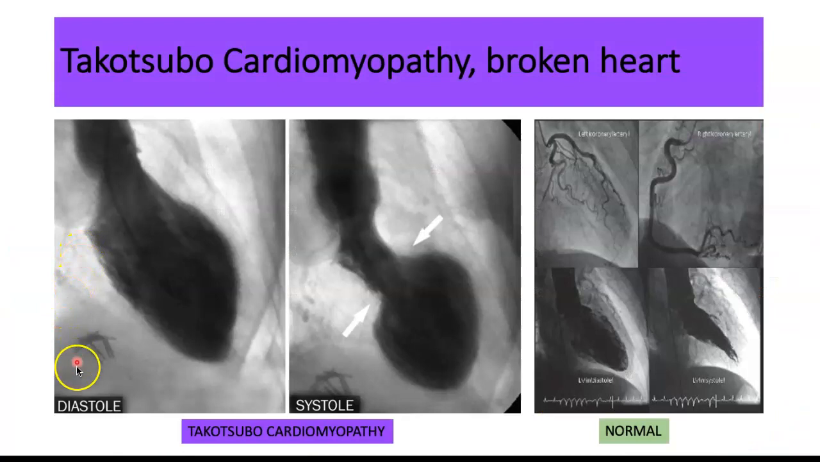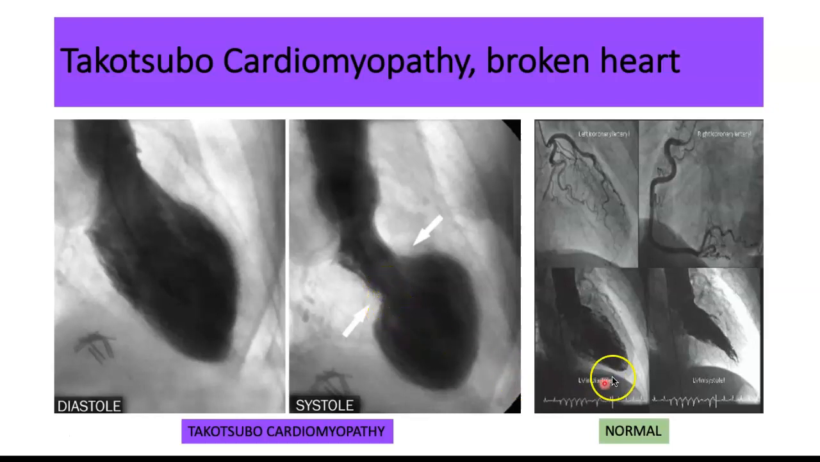Here are some examples. And if you remember, during contraction or systole, the bulging ventricle resembles this pot used by Japanese fishermen to trap octopuses or octopi. I think both are acceptable plural forms of octopus. But you can see here is diastole, the filling of the ventricle, and then systole, when the ventricle is supposed to be contracting and ejecting the dye. It's not; the apical wall is not contracting the way the base is.